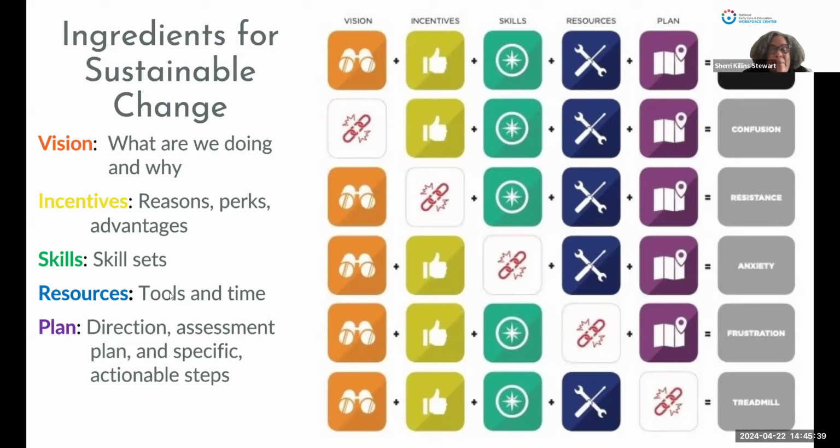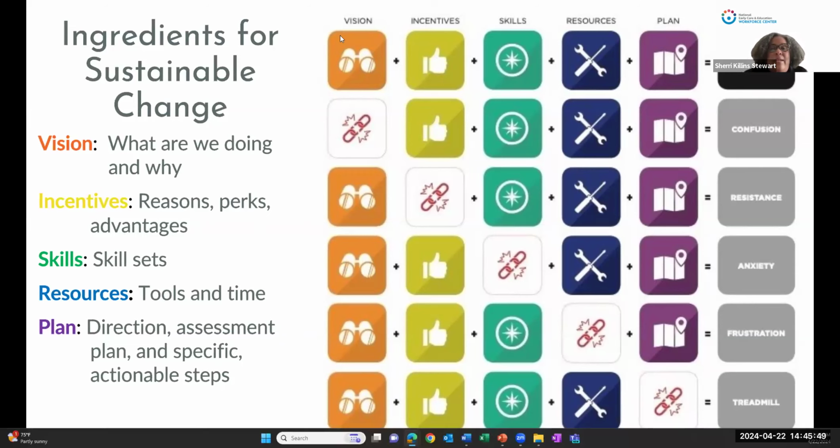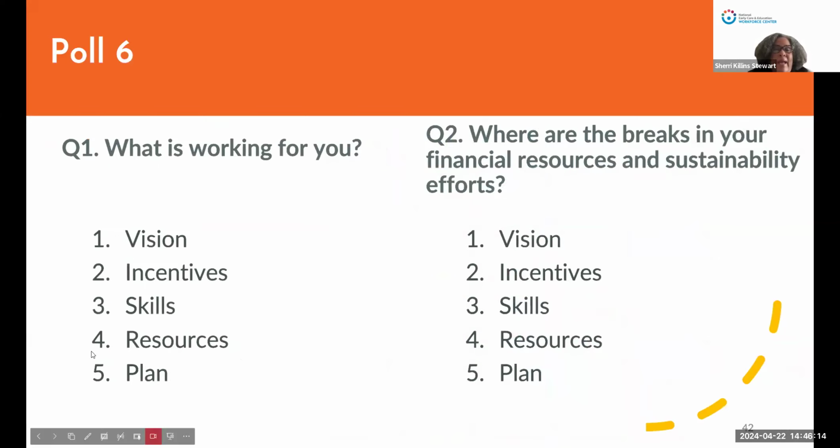And if you don't have a plan, and this is why I talked about the multiple frameworks that are really dealing with each of those areas, then people feel like they're on a treadmill because those things don't feel connected together. So it's important in your work to build a qualified, well-compensated workforce that you have vision, incentives, skills, resources, and a plan that leads to sustainable change. And that's no one organization's responsibility. It's multiple organizations' responsibility.